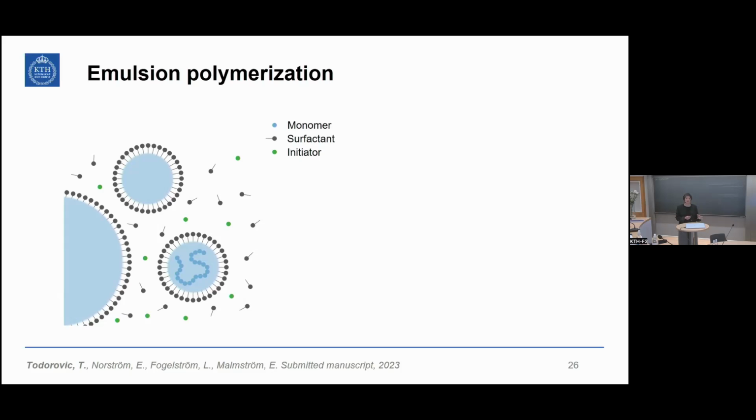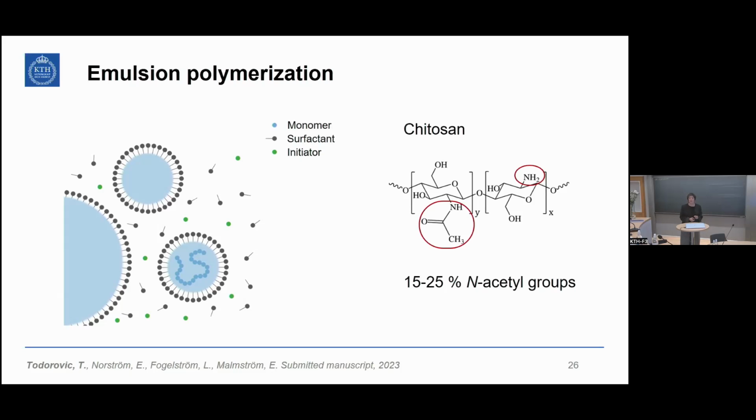And what we can also achieve is adhesives that have high molecular weight and low viscosity, because chains are located in micelles and they're separated from each other. Instead of using surfactant molecules, we can also use polymers as surfactants, but they need to have hydrophobic and hydrophilic parts in their chain. And this is how we used Chitosan in this emulsion polymerization.